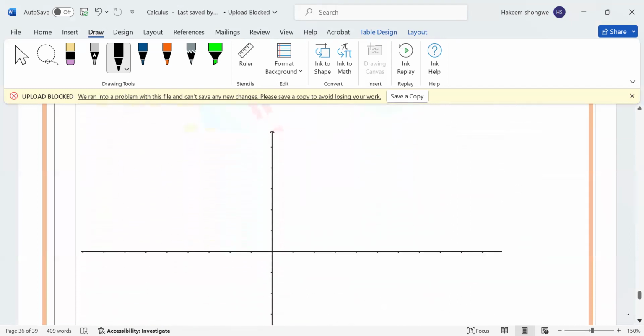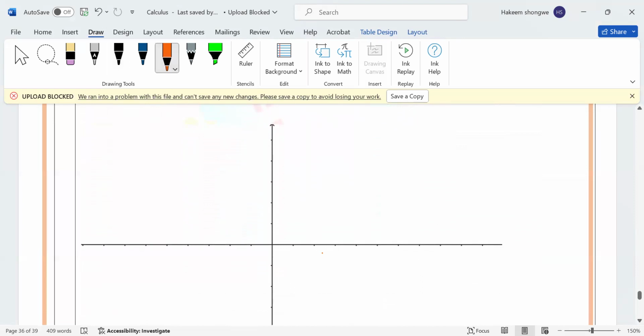Let's start with the intercepts. We have 1, 2, 3, 4, 5 on the x-axis, and 1, 2, 3, 4. We also have minus 1, minus 2, minus 3 on both axes.